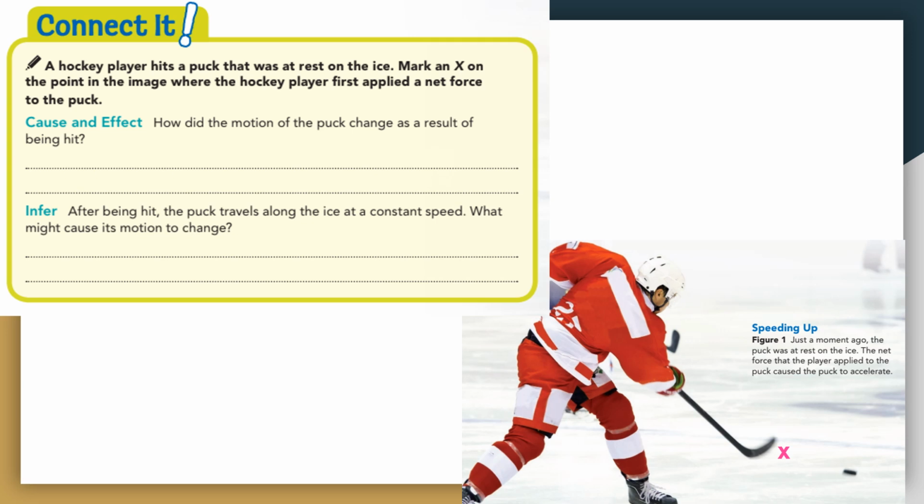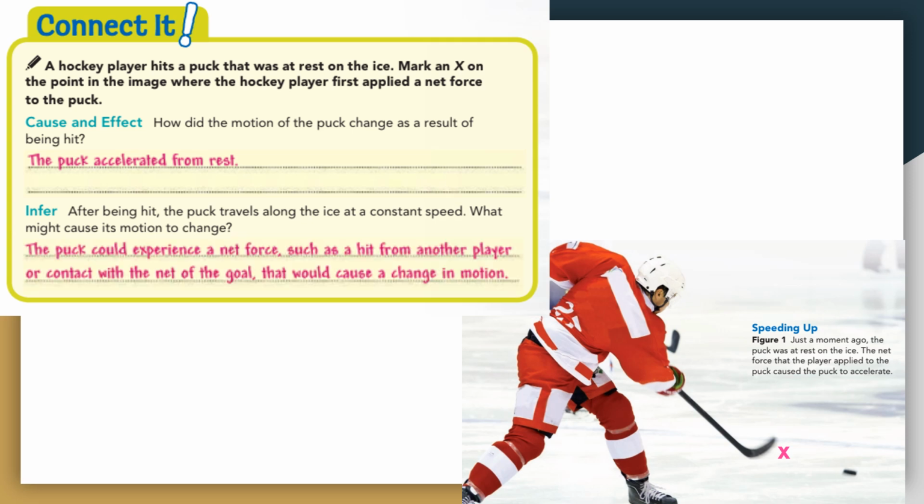How did the motion of the puck change as a result of being hit? The puck accelerated from being at rest. After being hit, the puck travels along the ice at a constant speed. What might cause its motion to change? The puck could experience a net force, such as a hit from another player or contact with the net of the goal. That would cause a change in motion.